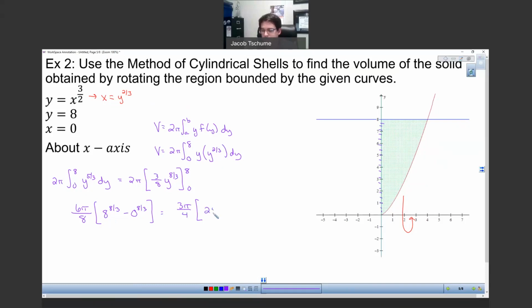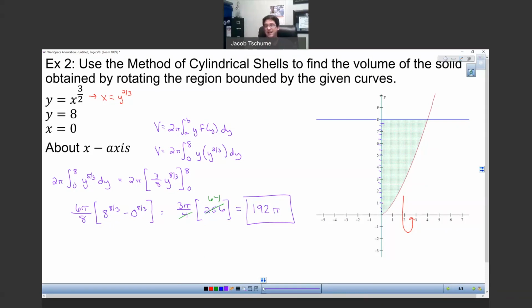So that's times 256. All right, so you can put this together. And let's see, 256 divided by 4 actually comes out pretty nice. That's going to actually just be 64. And then 3 times 64 makes that 192 pi. And that would be your volume using the method of cylindrical shells.